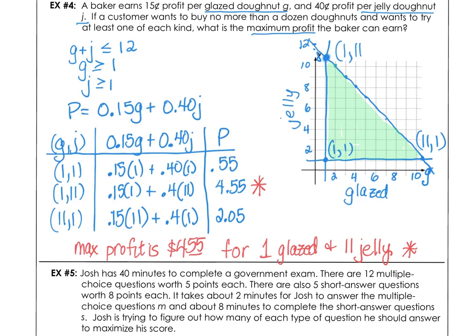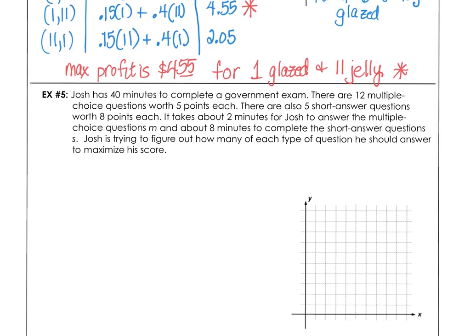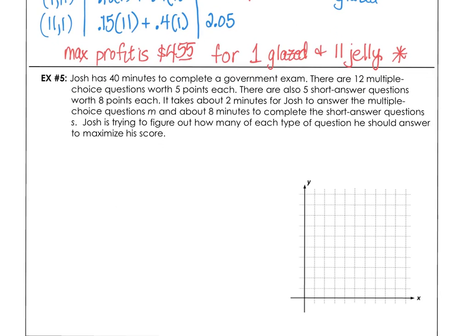And then example 5, Josh has 40 minutes to complete a government exam. There are 12 multiple choice questions worth 5 points each, and there's also 5 short answer questions worth 8 points each. It takes about 2 minutes for Josh to answer the multiple choice questions, and we're using the letter M, and about 8 minutes to complete the short answer questions. Josh is trying to figure out how many of each type of question he should answer to maximize his score.